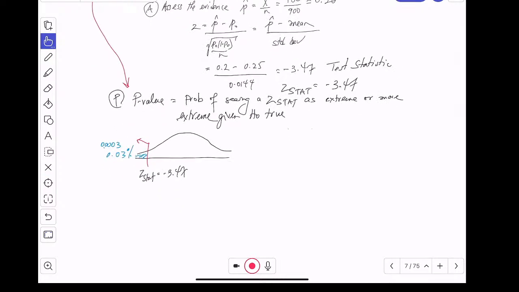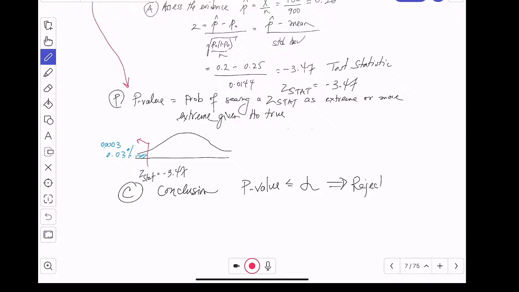So the final step is to conclude about what we found. Make a final concluding statement every single time. You write p-value less than or equal to alpha means reject H naught. What is alpha? This is called the level of significance.